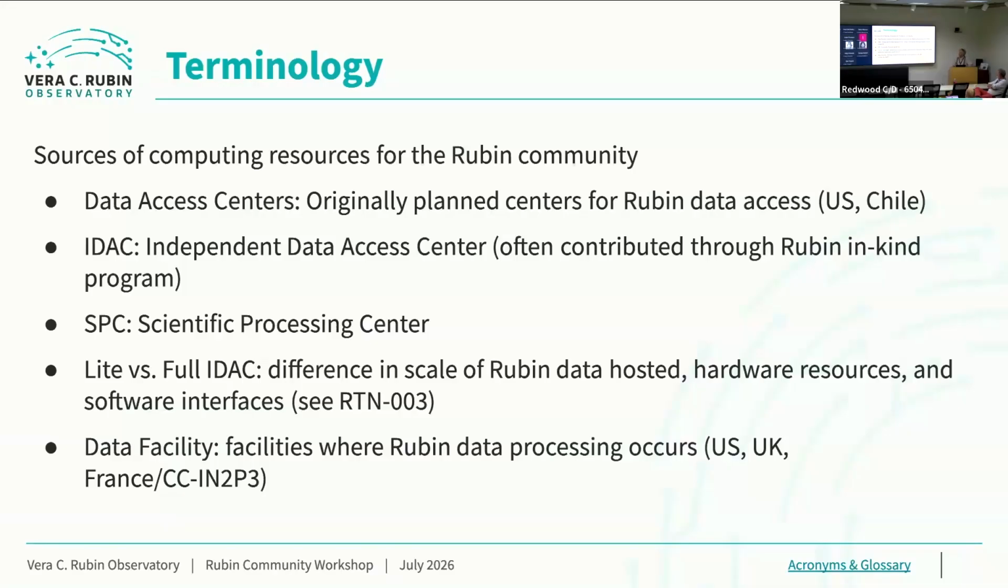We have light versus full IDACs. This is simply a difference in the scale of Rubin data that's hosted, scale of hardware resources, and requirements on the software interfaces. And these terms are described in this tech note RTN 003. And then we have data facilities, which are the places where the Rubin data processing occurs. So one is here at SLAC in the US, and the UK and France, CC-IN2P3 are also contributing to data processing.